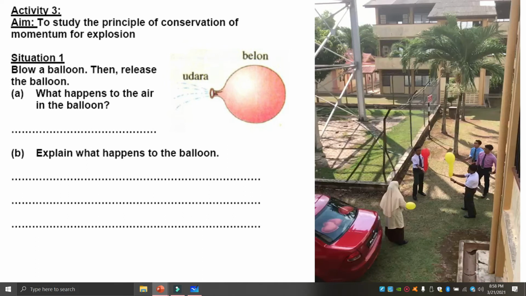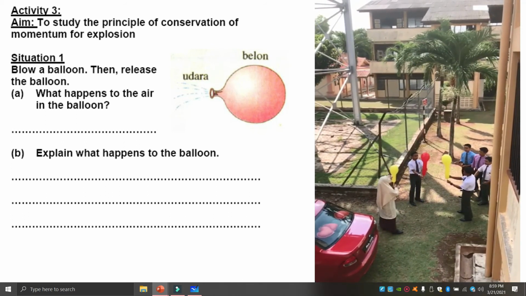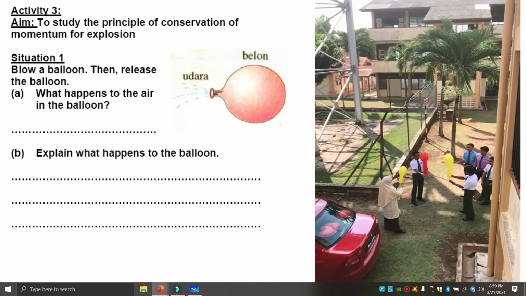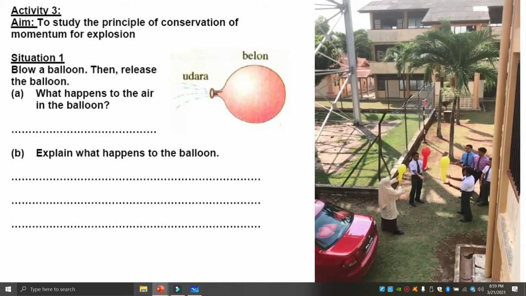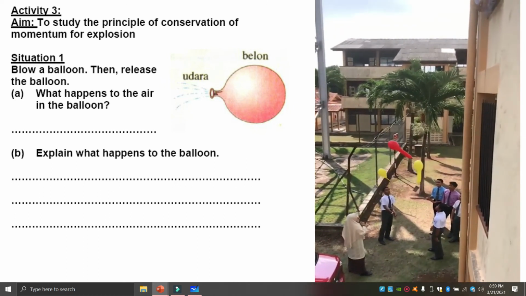So activity number 3, to study the principle of conservation of momentum for explosion. Blow a balloon, then release the balloon. So what happened to the balloon? Let's see this video first. When you release the balloon, what will happen? It will go up, right? It will go up.